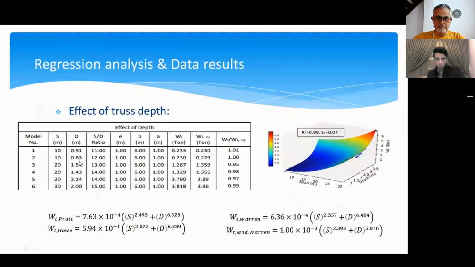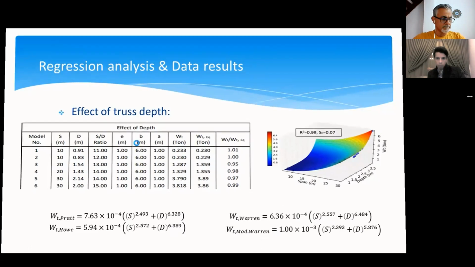Then we convert these values into a graphical form to study the interaction, then determine an equation to facilitate selection of geometries depending on steel weight behavior in each size. We can just substitute the span and the depth values in this equation to find the weight of the truss.